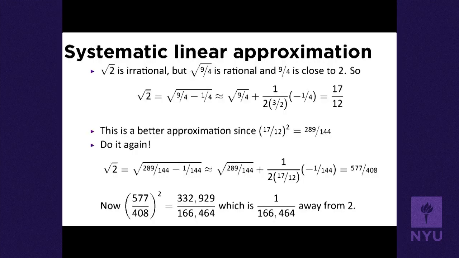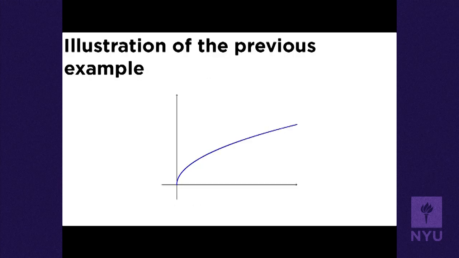This method is called Newton's method. Basically, you're iterating a process by which you can get as close as you want of a rational number to the irrational number square root of 2. Graphically, what's going on is that we've got the square root function. We want to know f of 2, but that's irrational. Find a number close by, like 9/4, that has a rational square root, and follow the linear approximation back to x equals 2, and that's a good approximation.